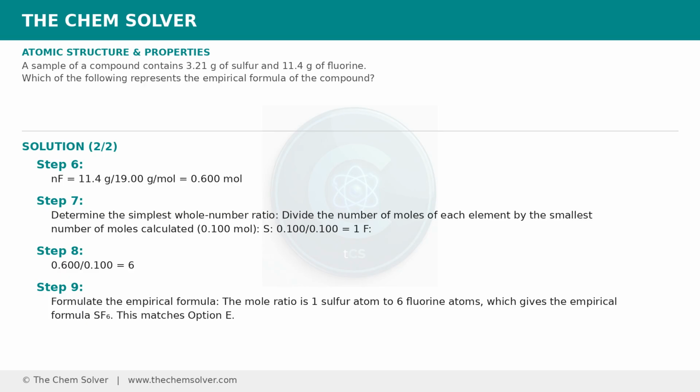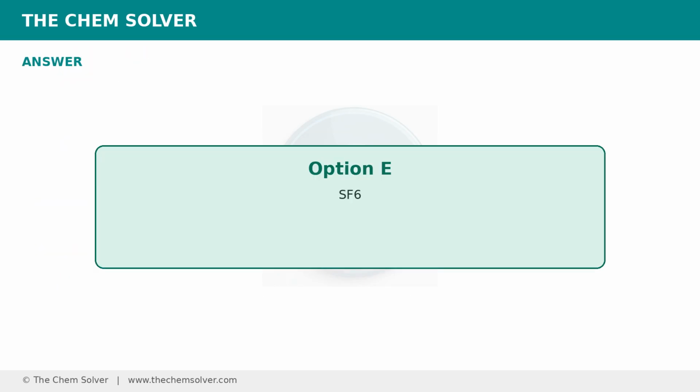Formulate the empirical formula. The mole ratio is 1 sulfur atom to 6 fluorine atoms, which gives the empirical formula SF6. This matches option E. The correct answer is option E, SF6.